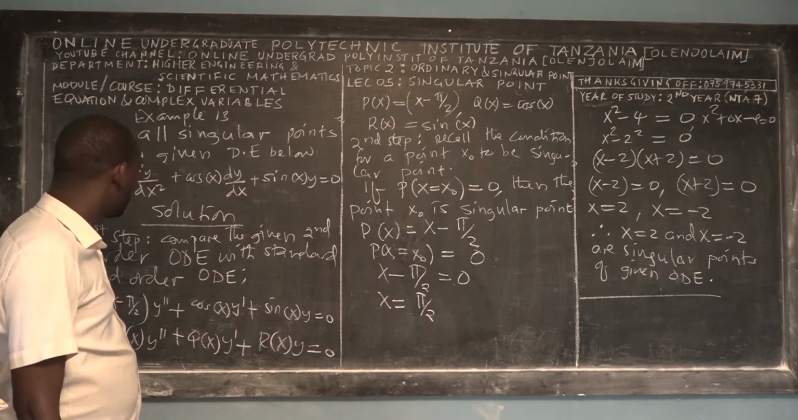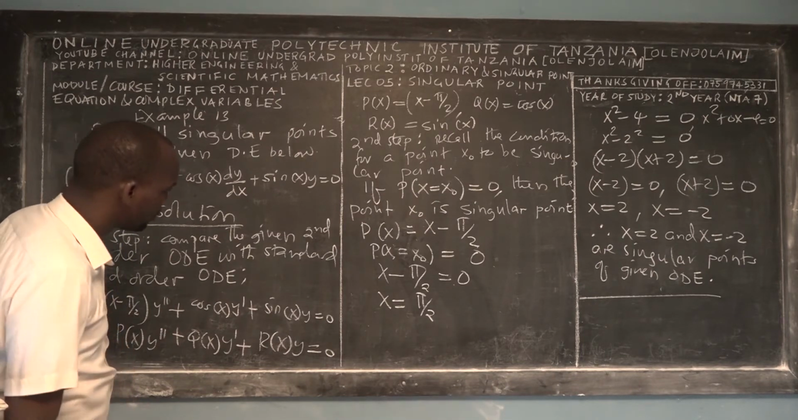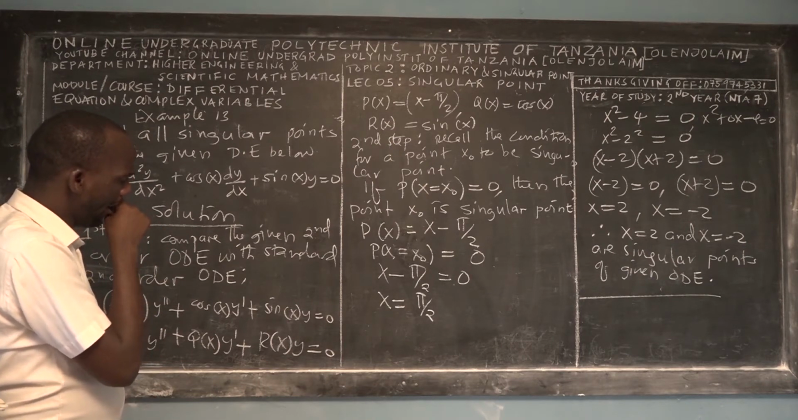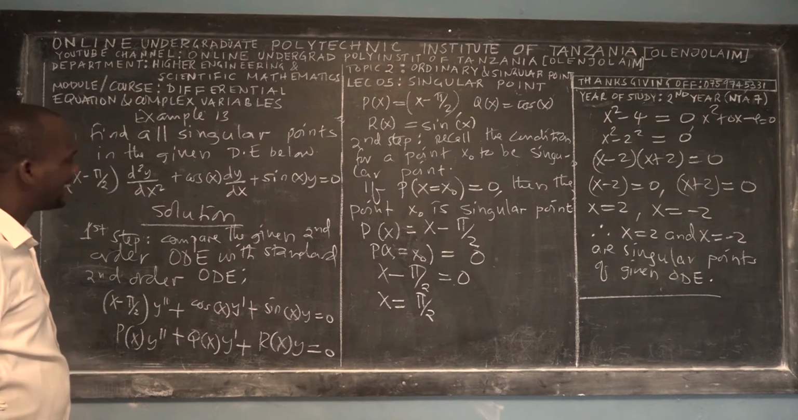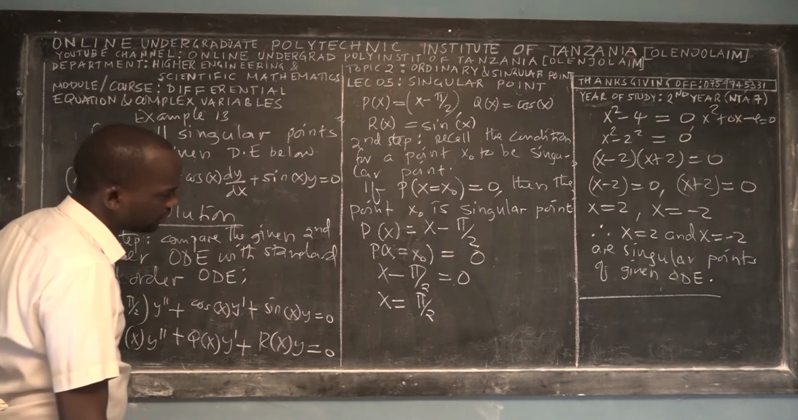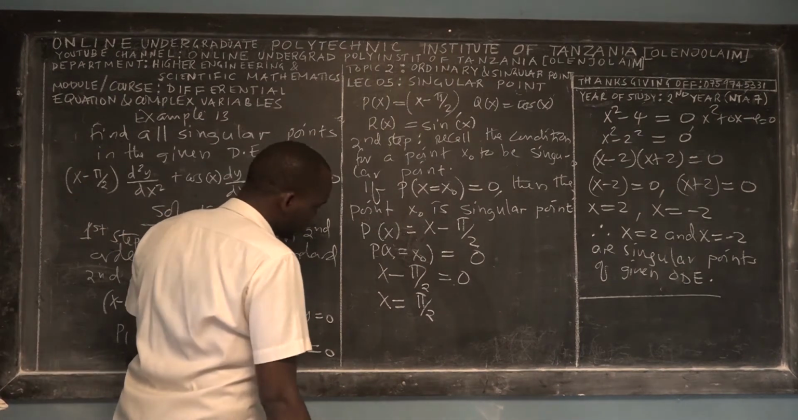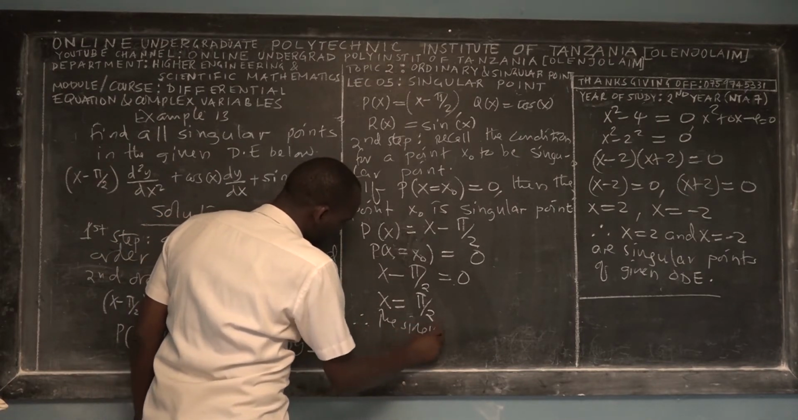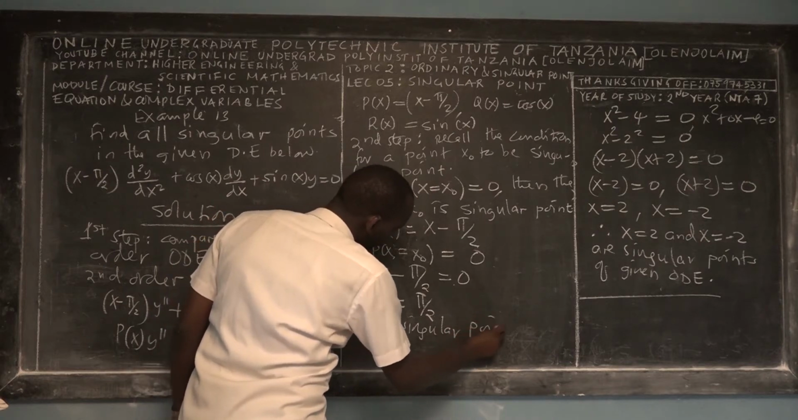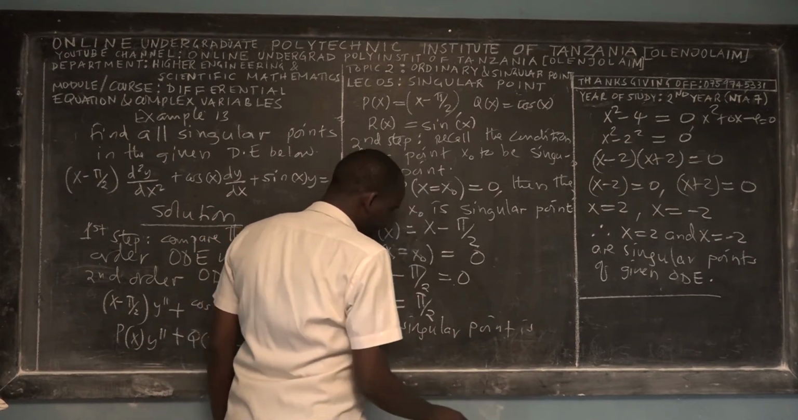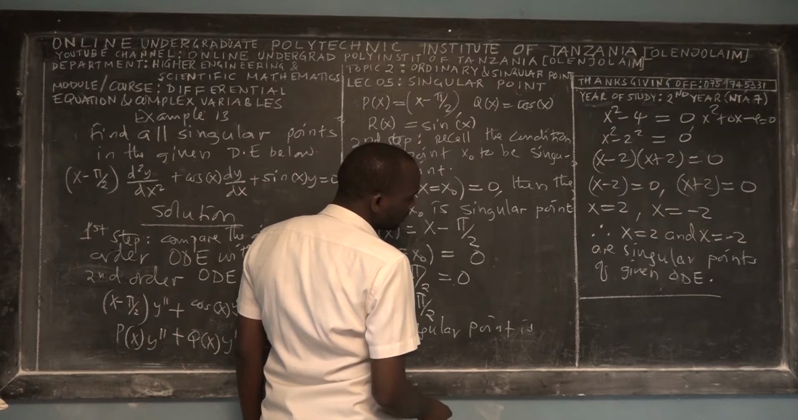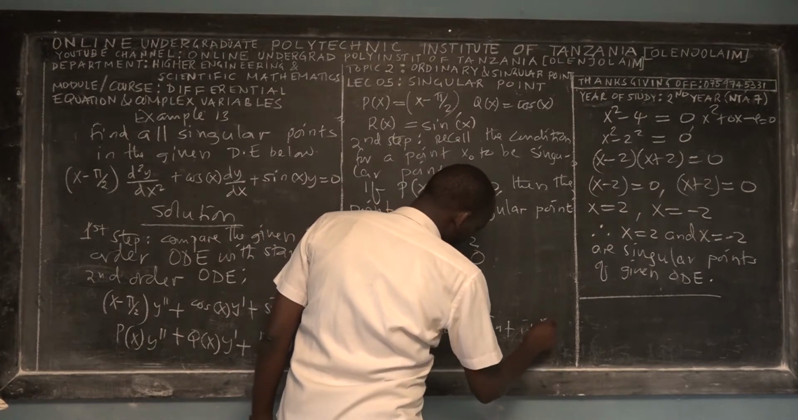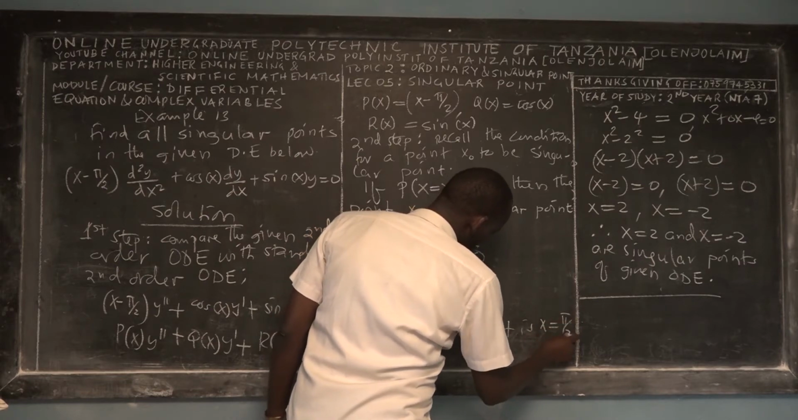That value is the singular point. We have only one singular point according to the nature of the question. Therefore, the singular point is x equal to pi over 2.